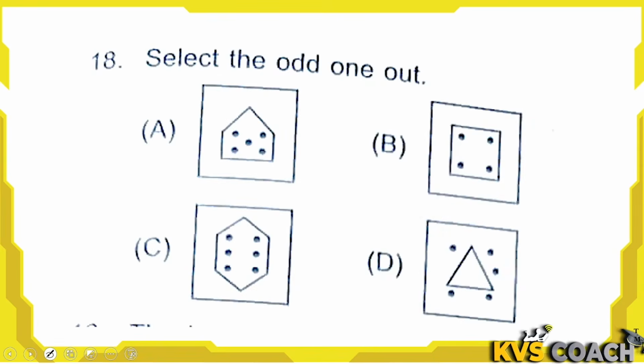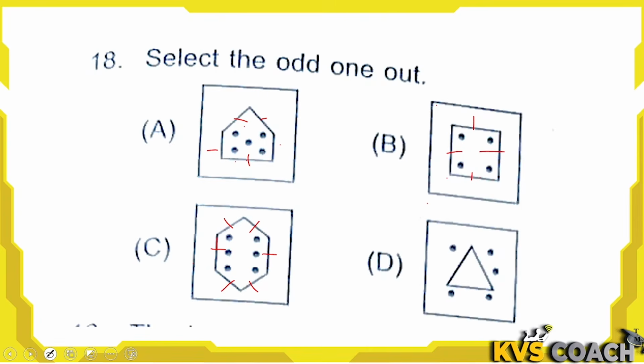Okay. Select the odd one out. Here is a square with 5 dots inside the figure. In B, the same figure with dots inside. Here is the pentagon with 5 dots: 1, 2, 3, 4, 5. Here is a square, that is 4 sides, so here are 4 dots. Here is a hexagon with 6 sides. You can see that.